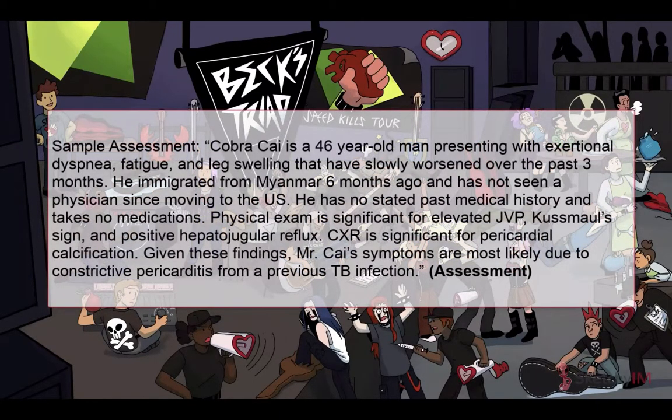Cobra Kai is a 46-year-old man presenting with exertional dyspnea, fatigue, and leg swelling that have slowly worsened over the past 3 months. He immigrated from Myanmar 6 months ago and has not seen a physician since moving to the US. He has no stated past medical history and takes no medications. Physical exam is significant for elevated JVP, Kussmaul sign, and positive hepatojugular reflux. Chest x-ray is significant for pericardial calcification. Given these findings, Mr. Kai's symptoms are most likely due to constrictive pericarditis from a previous TB infection.